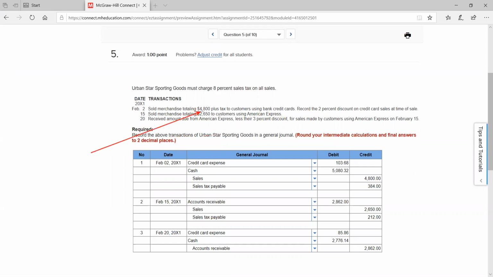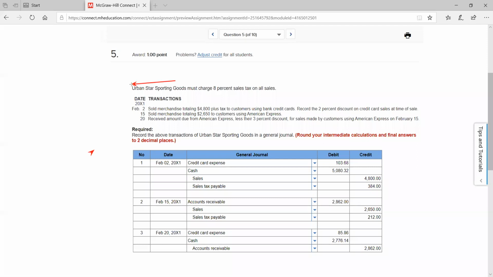So you'll note that we've got a sale of $4,800, and we have sales tax payable, which is 8%. And then of course you have to account for that 2% on the credit card sale at the time of sale. Let me show you this calculation off to the side. I'll show it on my calculator on my computer. They got that 4,800, and then you add in the sales tax for 5,184, and then you multiply that by 0.02, and that's where they get that 103.68.